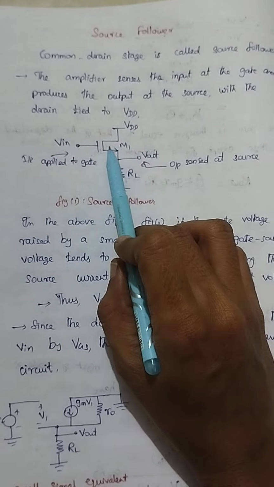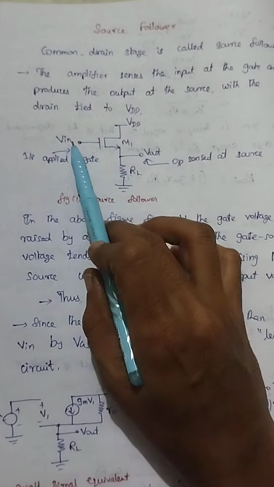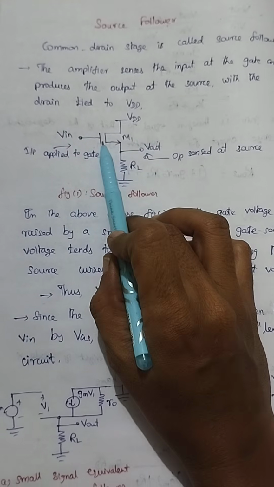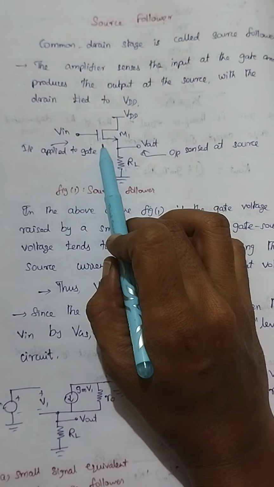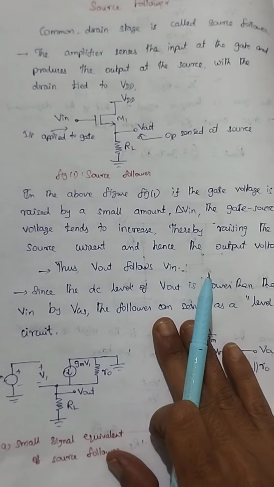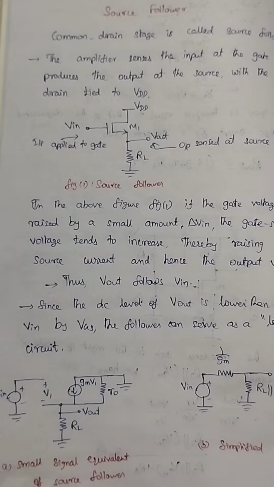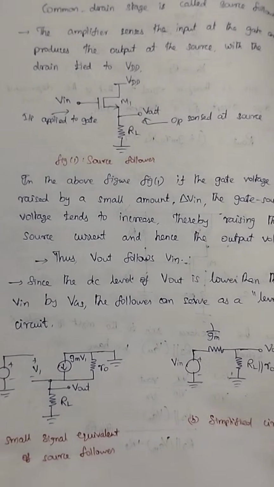So what does common drain stage mean? The drain is common to both input and output. Here we are giving the input at the gate side and taking the output at the source side. This is what a common drain stage is. In the source follower, we are also going to see the gain, input resistance, output resistance, and biasing of the source follower.